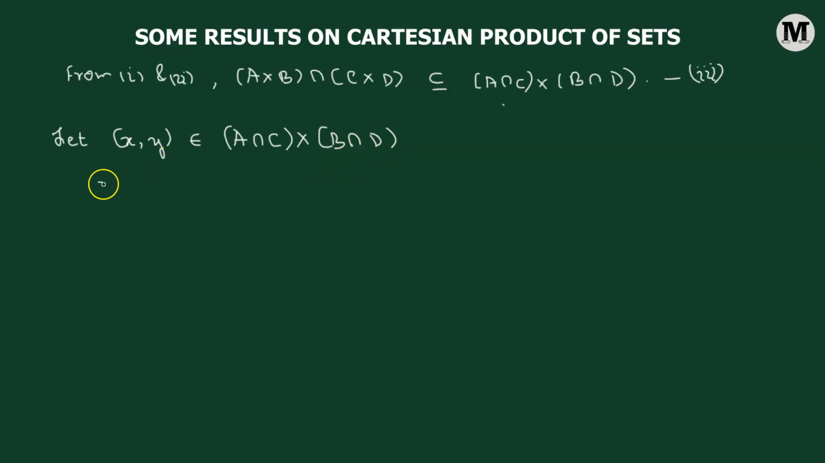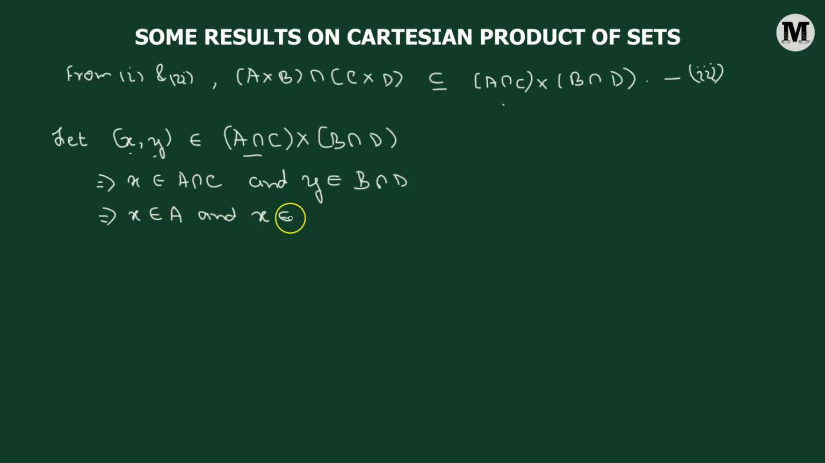Now when we apply the definition of the Cartesian product, we have to consider the first element of the ordered pair, which is x in our case. X must be a member of the first set of the Cartesian product, and the first set is simply A intersection C. And we have to consider the second element of the ordered pair, which is y. So y must belong to B intersection D. Now x belonging to A intersection C simply means that x belongs to A as well as C. That means x belongs to A and x belongs to C. And then we have y belonging to B and D, so y belongs to the set B and y belongs to the set D.